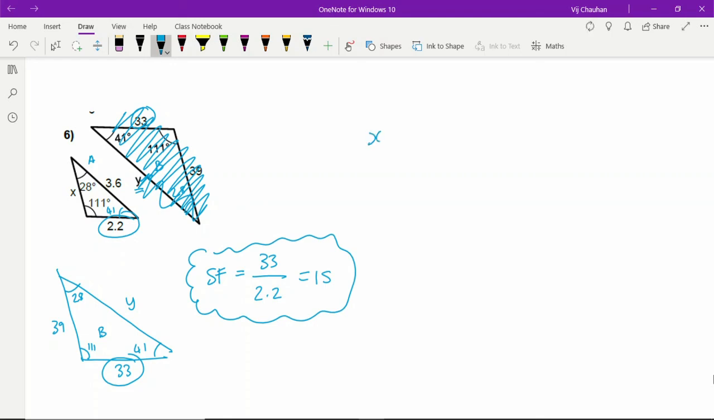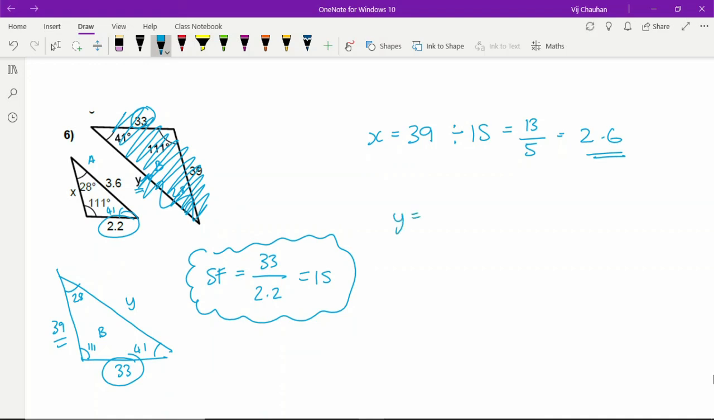So working out what x is, I'm going to find the corresponding side, which is 39, and x is on the smaller shape, so I'm going to divide by 15. So I'm going to do 39 divided by 15, which gives me a simplified fraction of 13 over 5, and as that's a terminating fraction, gives me 2.6.